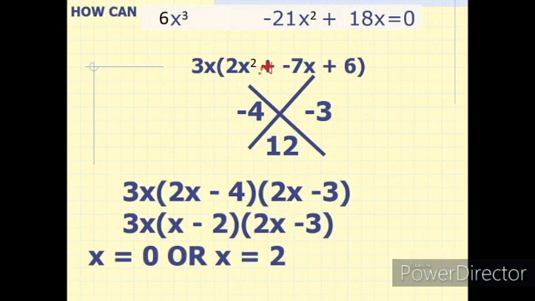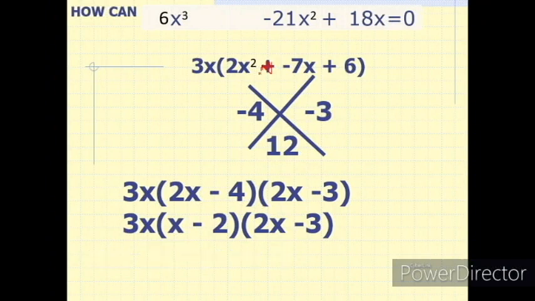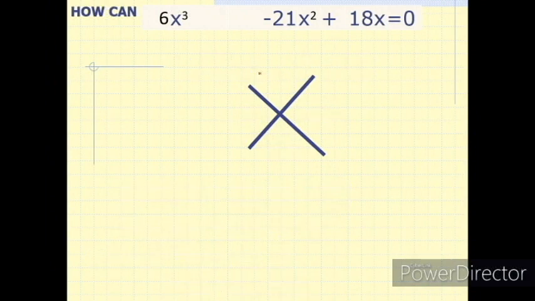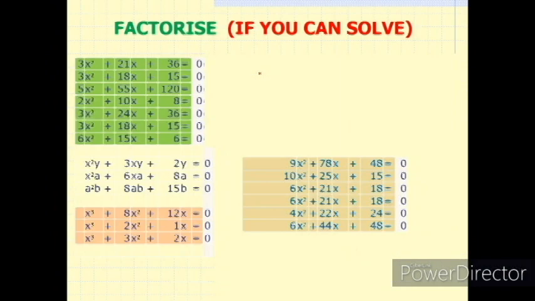I can cancel down the first bracket. So I've got x is 0, because for my first bit, I need what value of x can make 3x equal 0. Then x is 2, or x equals 3/2. Okay. Guys, go work your way through them. Factorise them correctly or solve them.